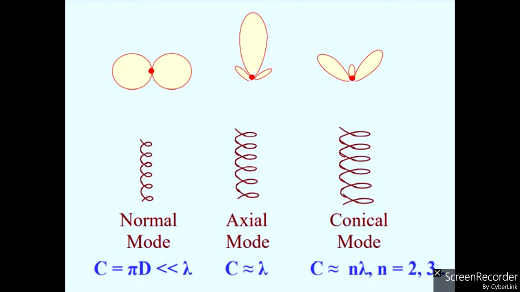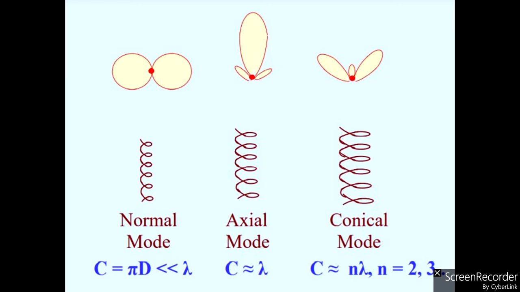Then next, we have three modes of helical antenna: normal mode, axial mode, and conical mode. Now it depends upon the circumference, that is pi times d. We can see that C equals pi times d. If C is very much less than lambda, we have the normal mode. If C is approximately equal to lambda, it is axial mode. And if C is n times lambda, greater than lambda, then it will be conical mode.